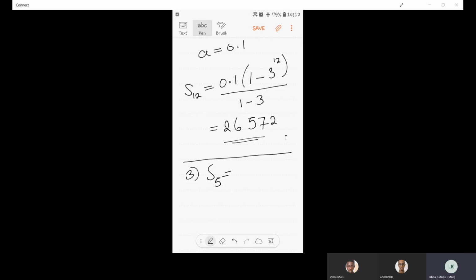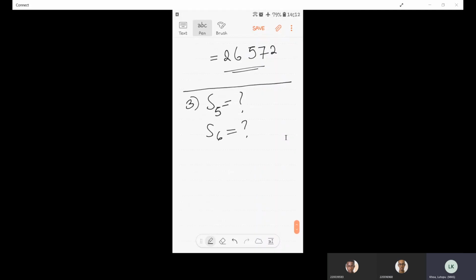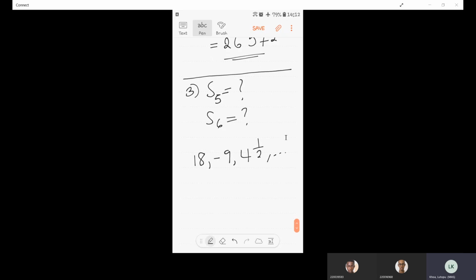Oh no, sorry, I'm reading it wrong. We have to find S5 and S6 when the geometric progression is 18, -9, and 4.5. Then it says after we have found S5 and S6, we need to work out what the sixth term is equal to.